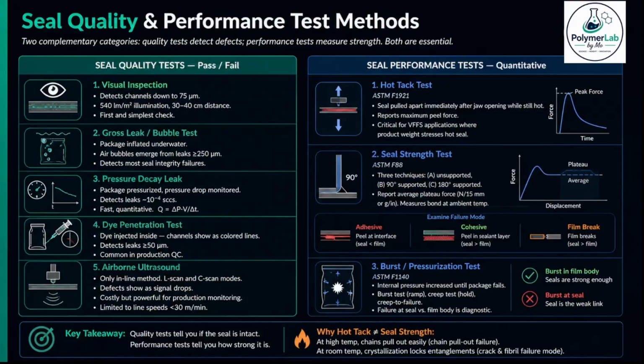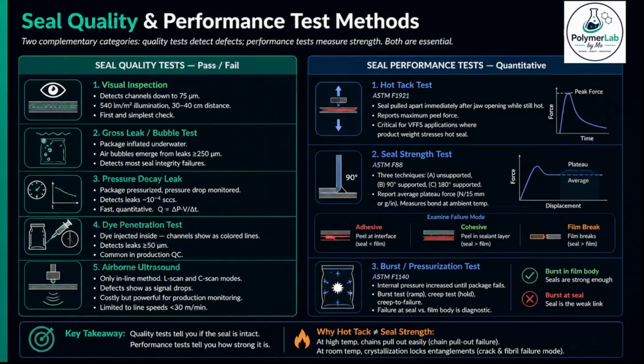The seal strength test is done at room temperature. ASTM F88 defines three techniques: unsupported, 90 degrees supported, and 180 degrees supported. The average force in the plateau region of the peel curve is reported as seal strength.